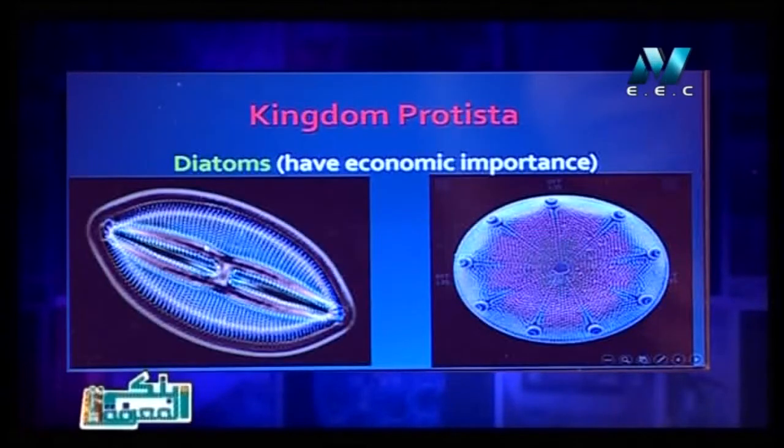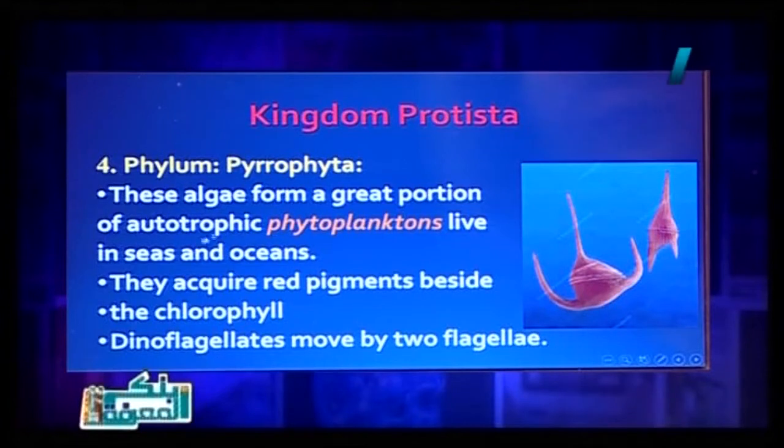Another type of phyla or creatures, this phyla is called Pyrrophyta, and the Pyrrophyta includes phytoplanktons, and these phytoplanktons are also unicellular organisms. They live in marine water, and they include many types of flagellates, like the dinoflagellates, as you see here. These dinoflagellates acquire red pigments beside the chlorophyll, so they are autotrophic as well, and they have red pigments.